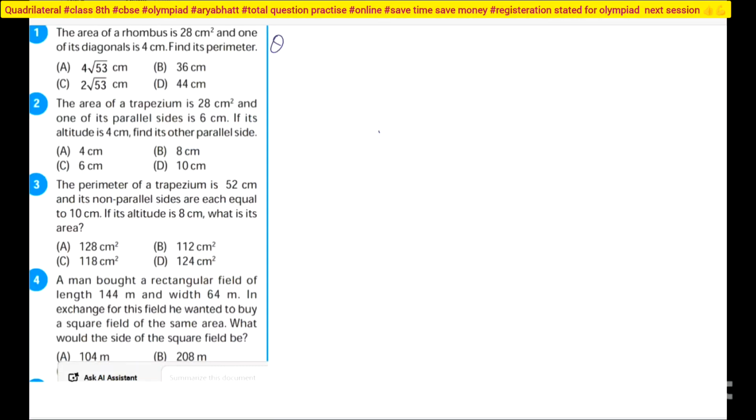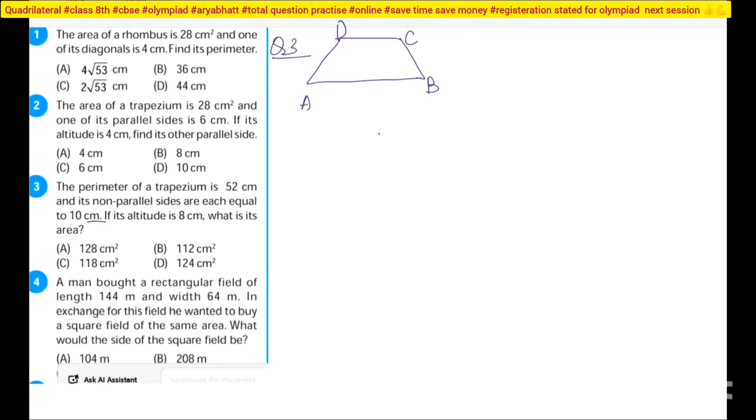Now see the third question. The perimeter of a trapezium is 52 centimeter and its non-parallel sides are each equal to 10 centimeter. If the altitude is 8 centimeter, what is the other parallel side? For these types of questions, always draw the diagram and the view will be very clear in your mind. Now this is the trapezium, A, B, C, D. They have given the altitude as 8, so I can put the altitude over here. I will name the feet E and F.